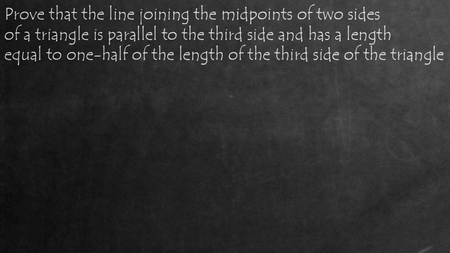In this video we're going to be solving this particular problem. It involves adding vectors. Prove that the line joining the midpoints of two sides of a triangle is parallel to the third line and of the length equal to 1/2 of the length of the third side of the triangle. To solve this we need to break up the question a bit.